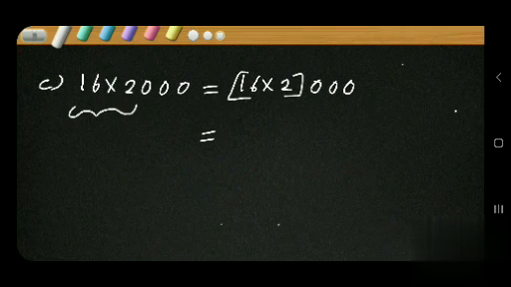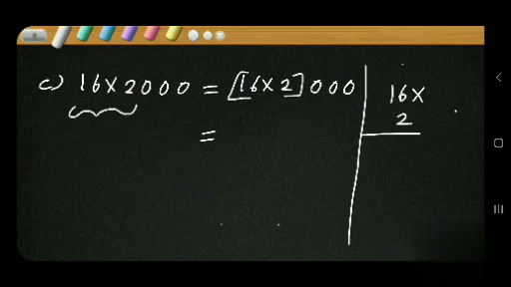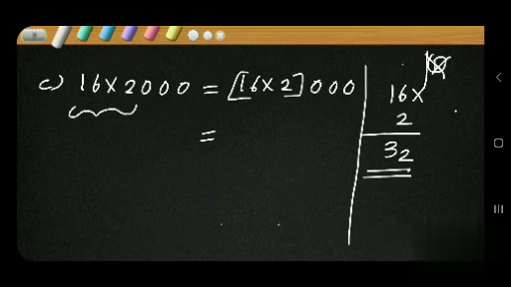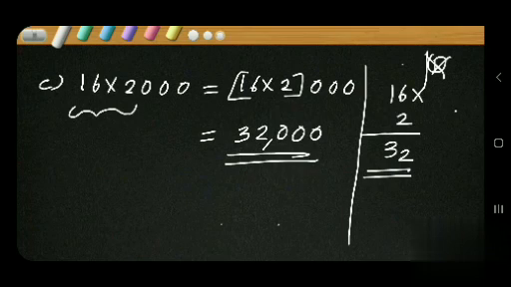Please multiply 16 into 2 in the working column. 6 twos are 12. Write 2 here, balance 1 here. Then 1 two is 2. 2 plus 1 is 3. Do you remember the multiplication? Okay, yes. 32. And with this answer, how many zeros? 3 zeros. How to read this number? 1s, 10s, 100s, 1000s, 10,000s, 32,000. Got it? Okay.